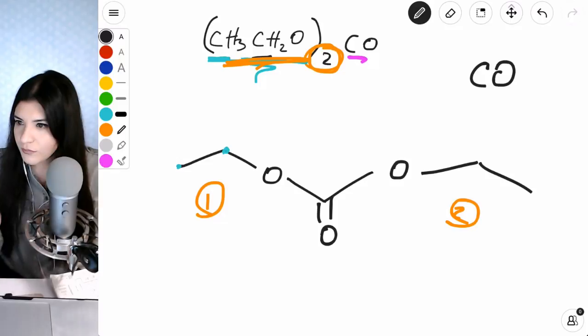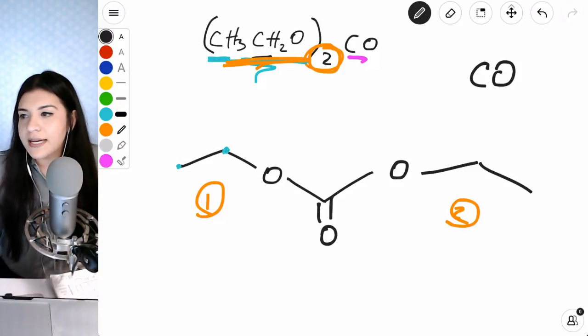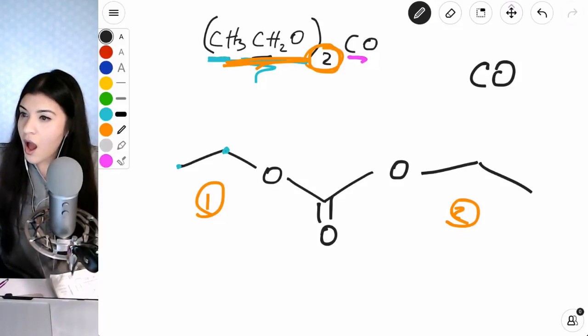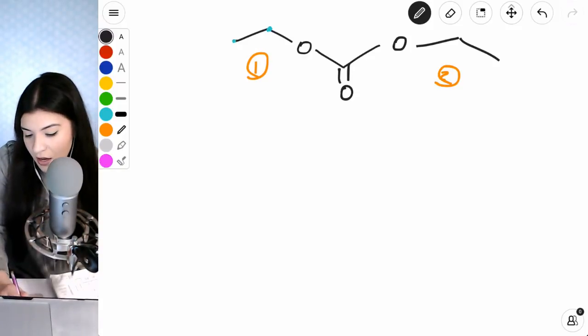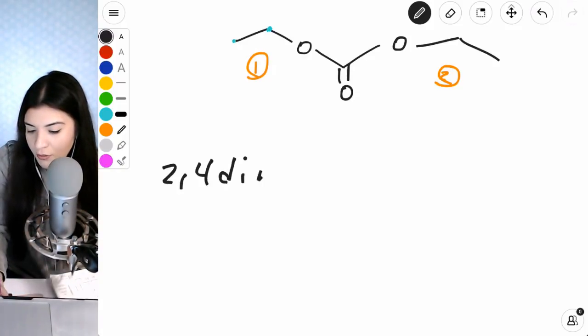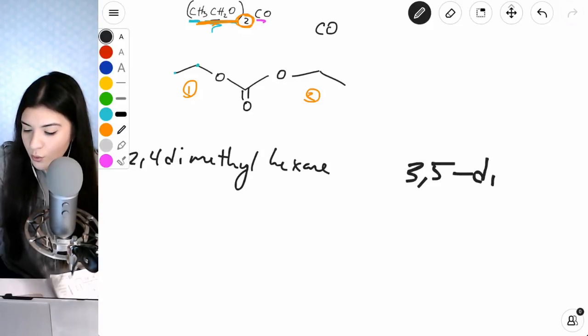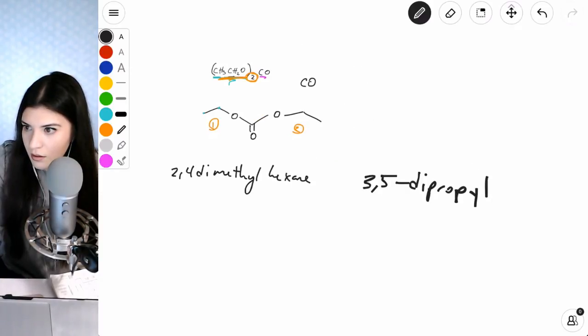Now, to answer the other question, do you know why 2,4-dimethylhexane has a methyl group in the name, while dipropyldecane doesn't? So I would have to draw it. I'm going to draw those real quick, and I'll show you how I can draw just looking at it. So this was 2,4-dimethylhexane. And then I'll compare that to 3,5-dipropyldecane.